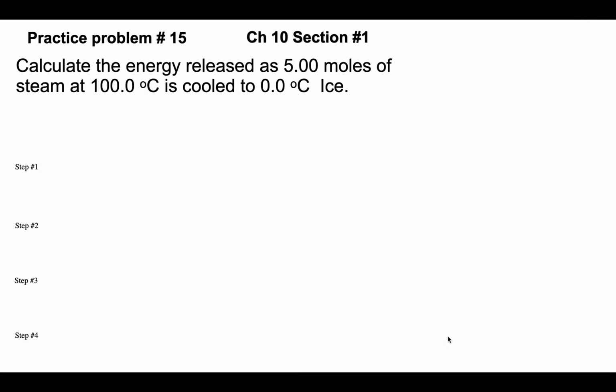Number 15. Calculate the energy released as 5 moles of steam at 100 degrees Celsius is cooled to 0 degrees Celsius ice. So again, key points, steam and ice. We have steam. We're going the opposite way now. Let's draw our graph.